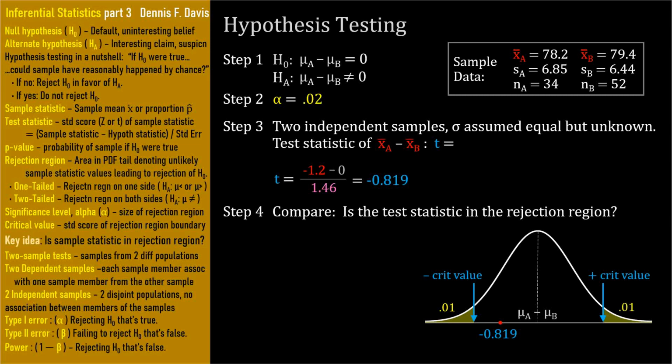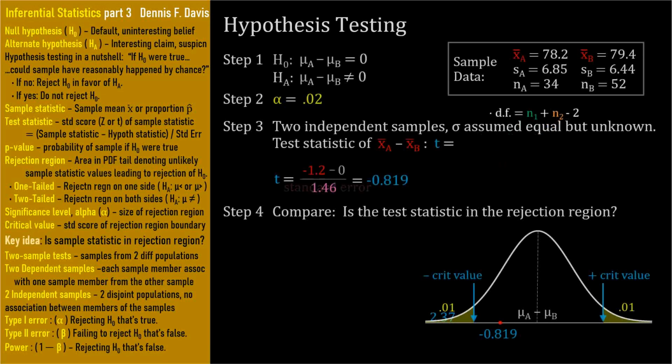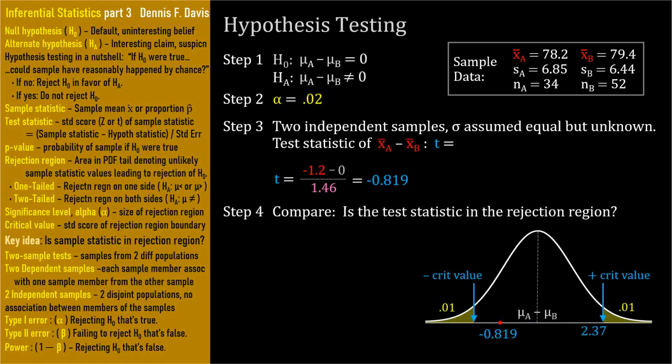We'll also need degrees of freedom, so let's take a peek at our chart. N1 plus N2 minus 2. Sum of sample sizes minus 2, so 84. This t-chart has 80 and 90 degrees of freedom, so our t-score will be between these two rows in the 0.99 column. Neither of these values is near our test statistic, so we'll just say the critical value is about 2.37.